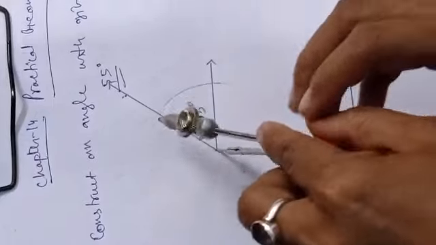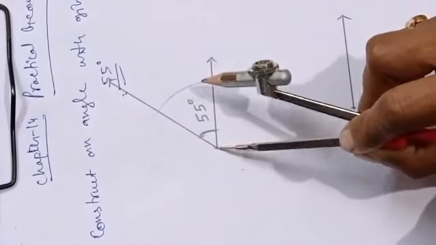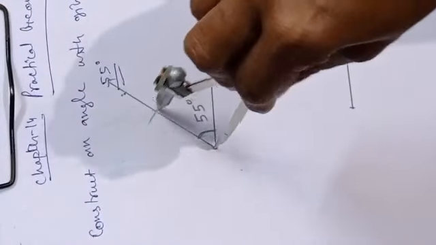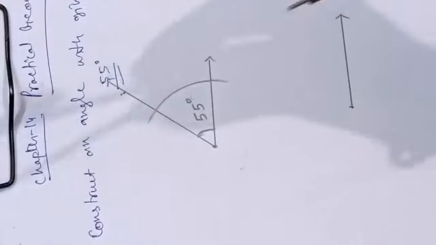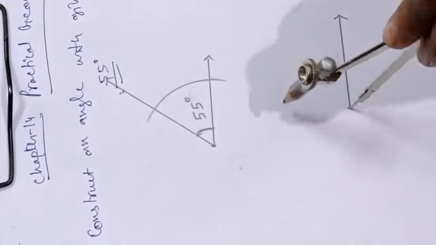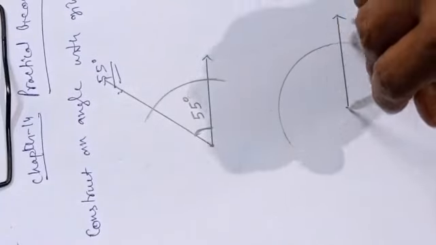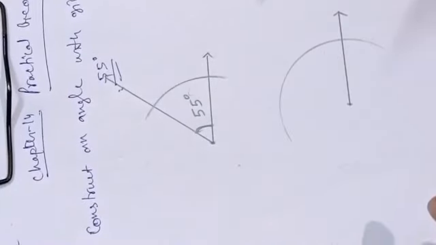See what I am doing. I think it is clearly visible to you all. Here I have put the pointer of my compass, then I have taken this arc. Yes, got it. So the same thing I will repeat here with the same radius without disturbing my compass. I have not at all disturbed my compass. I have done the same.